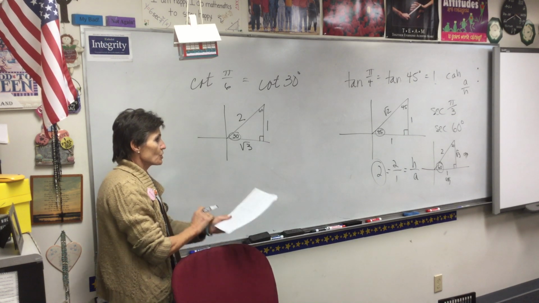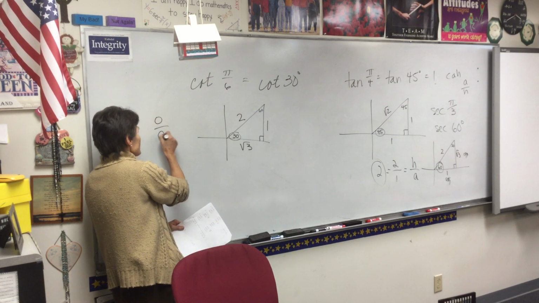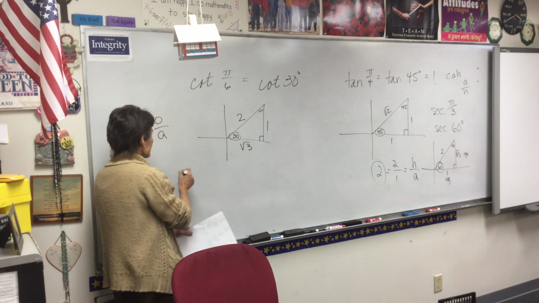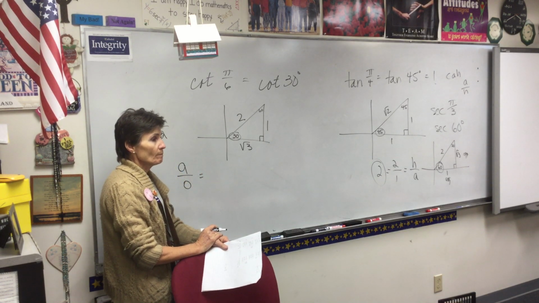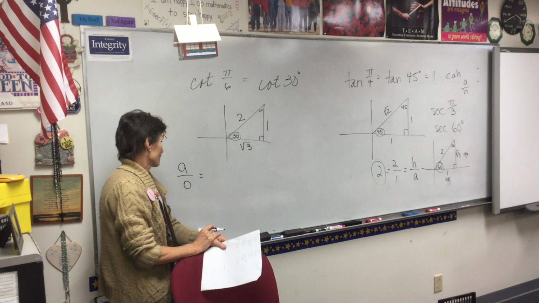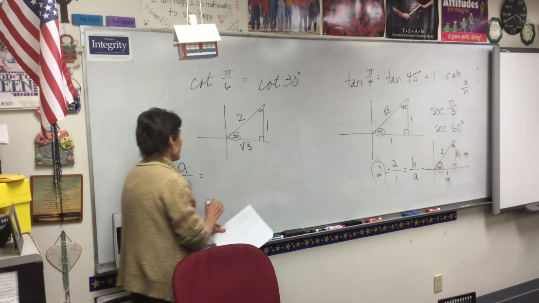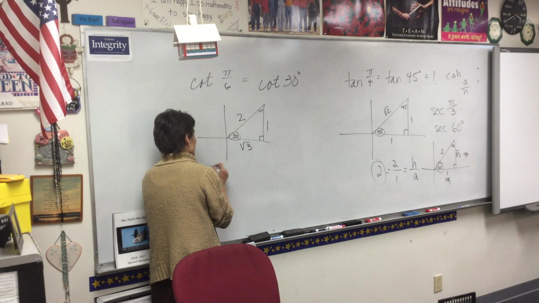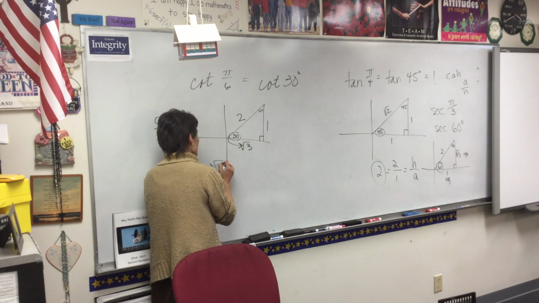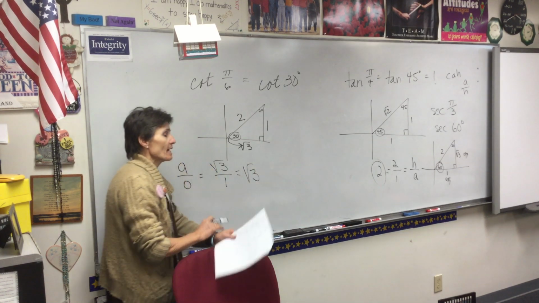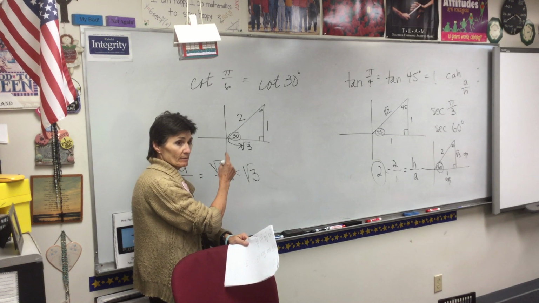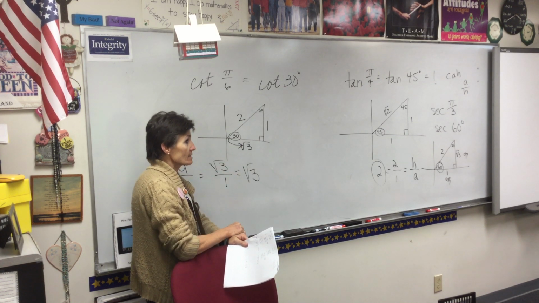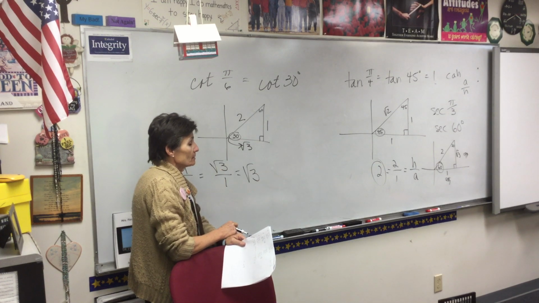Cotangent. TOA. Tangent is opposite over adjacent. So this is going to be adjacent over opposite. Cotangent is the reciprocal. What's the adjacent side? Adjacent, root 3, opposite is 1. Let me say it again, adjacent is always x. When you have this setup right here, when you're on the origin, on the coordinate axis system, adjacent is x. Opposite is y.